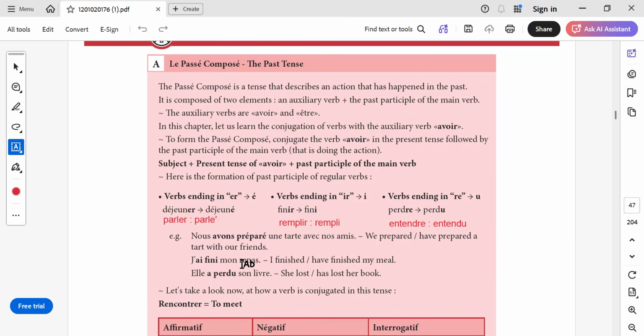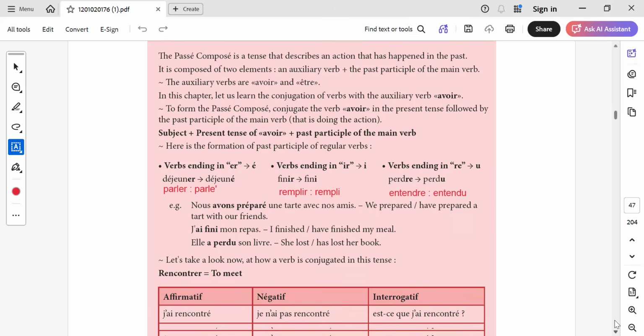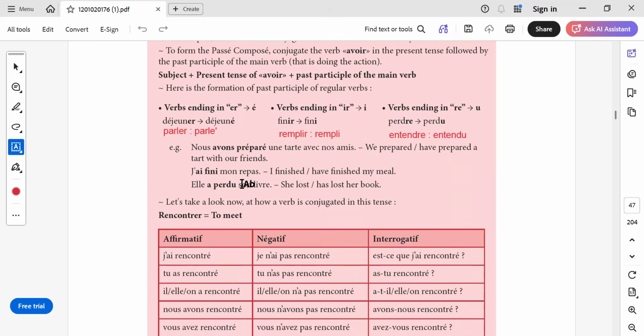conjugate the given verb. See the examples here. Nous avons préparé une tarte avec nos amis. So préparer was the verb. It's an ER ending verb. We removed ER. We gave accent on E. And as per the subject nous, we conjugated the avoir verb. Nous avons préparé. We prepared, or have prepared, a tart with our friends. Okay, few more examples are there. J'ai fini mon repas. I finished my meal. Elle a perdu son livre. She lost her book. Perdre, to lose.